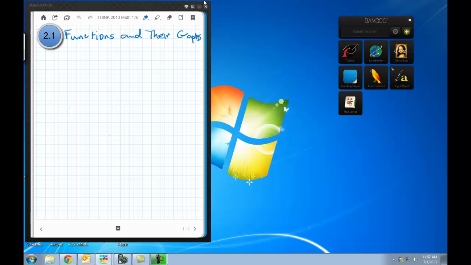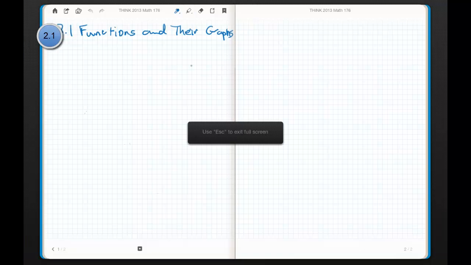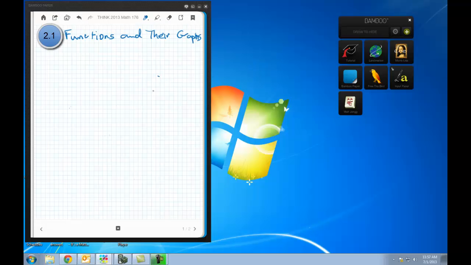I'm going to work on a small page because when I go big, this thing lags, and I hate lag. So I hope you can still learn from a little old page like this. We're going to talk about functions and their graphs. But the first thing that I want to plant, sort of a seed in your brain, is I want you to think of a quote.